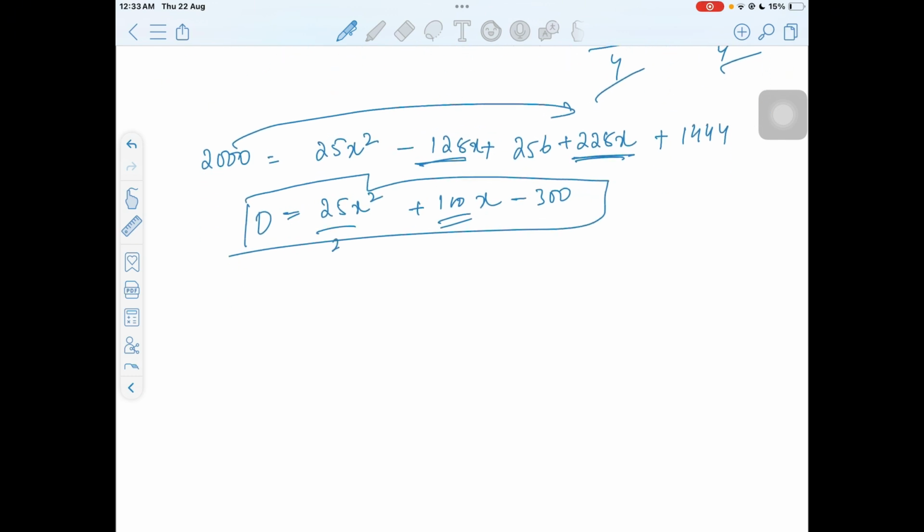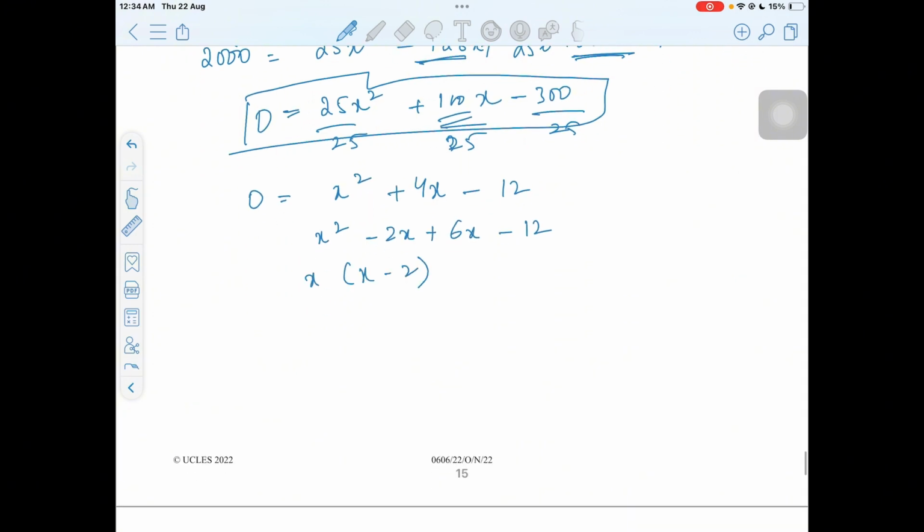We can divide the whole equation by 25. So this would be x² plus 4x minus 12, I guess. Yes. We can solve this. So this would be 6 and 2. Yes, 6 and 2. So this would be negative 2x, positive 6x, negative 12. Taking x as common, this would be (x − 2)(x + 6), x equals 2 and x equals negative 6. We have our x is 2 and x is negative 6.